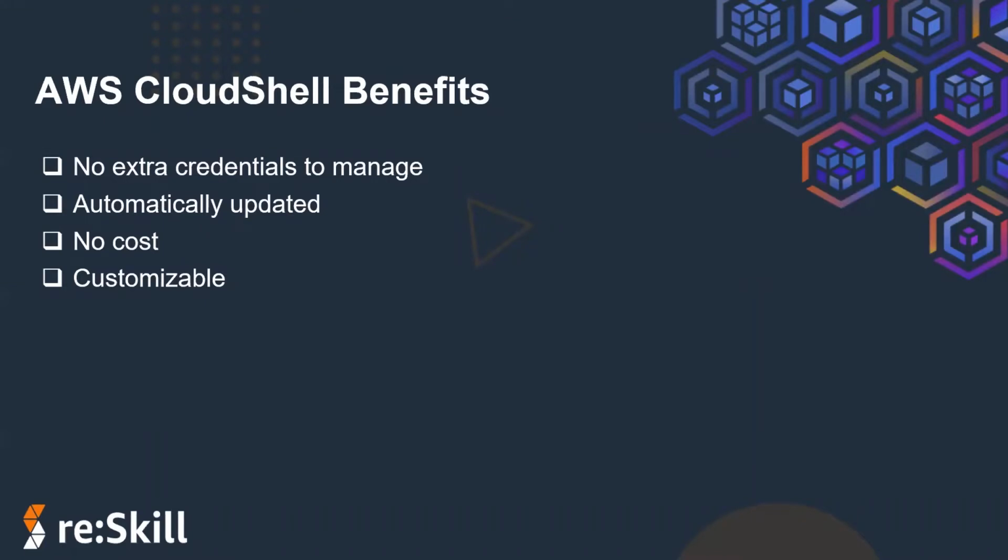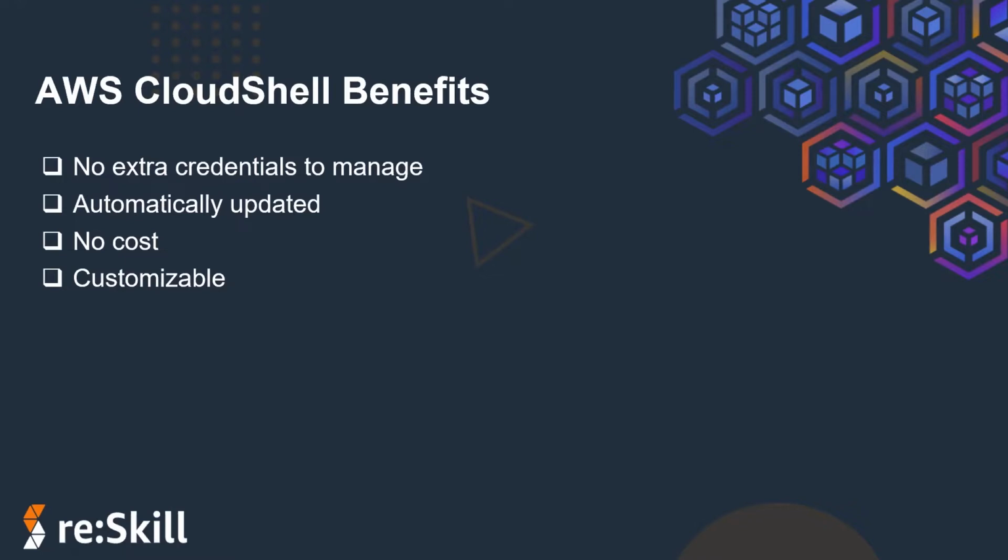And third one is no cost. So CloudShell provides you with a browser-based shell to run scripts and commands. It includes 1 GB of persistent storage per region at no extra cost to you. You only pay for the AWS resources you use with CloudShell to create and run your applications.